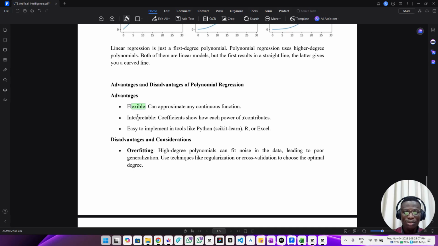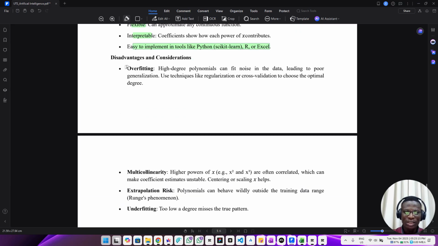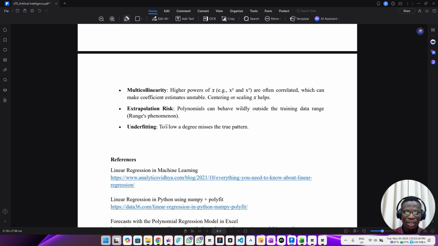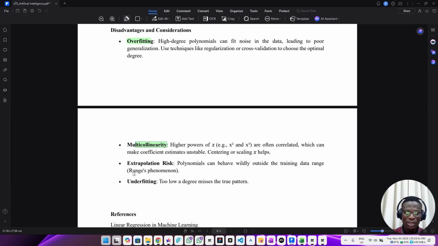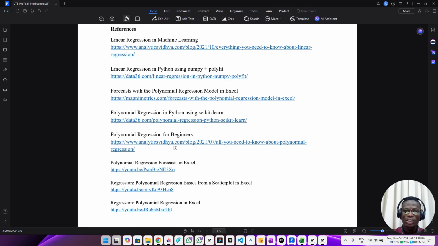So these are also some of the advantages of using polynomial regression. It is flexible, it is interpretable, and it's easy to implement in Python, scikit-learn, R, and Excel. Disadvantages: there's overfitting, right? Higher degree polynomials can fit more of the data, leading to poor generalization. Use techniques like regularization or cross-validation to choose the optimal degree. Then extrapolation and the fitting also. So these are my references.